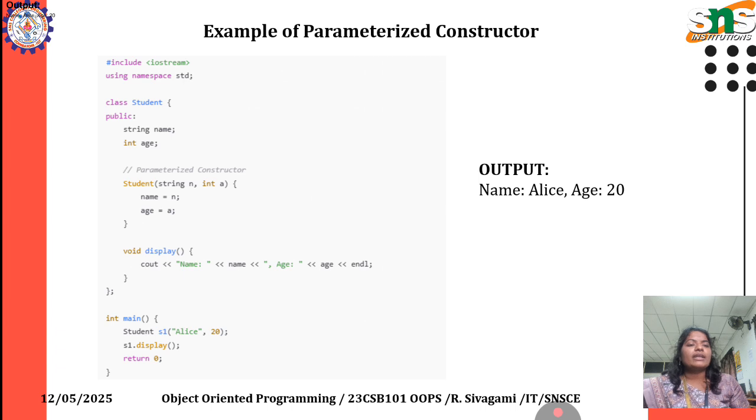Here I declare one method for printing the name and age: void display, where display is the method name. In the main function, I pass the values for the parameters: the string for the name, Alias, and the age is 20. Here s1 is the object of the class, so with s1 dot I call the display method. Return 0.